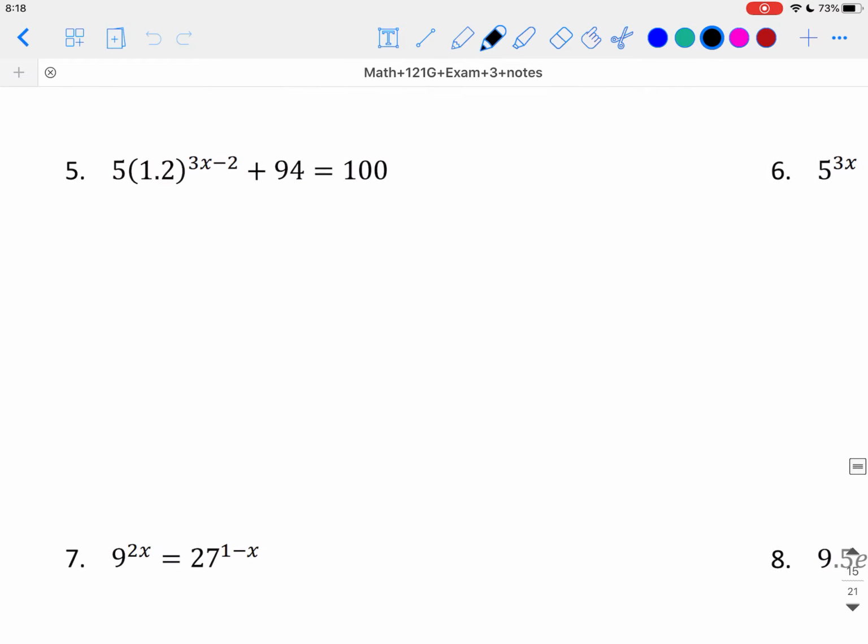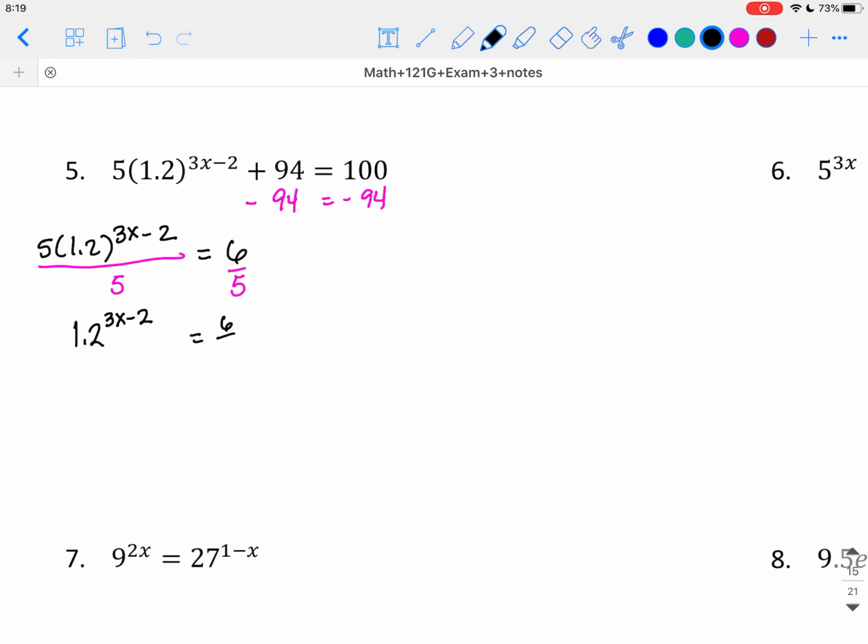Let me zoom in. So let's isolate the exponent and its base. So the 94's got to go. So I'm going to subtract 94. And I'm left with 5 times 1.2 to the power of 3x minus 2 is equal to 100 minus 94, which is 6. Then I'm going to divide both sides by 5. And I get 1.2 to the power of 3x minus 2 is equal to 6/5.